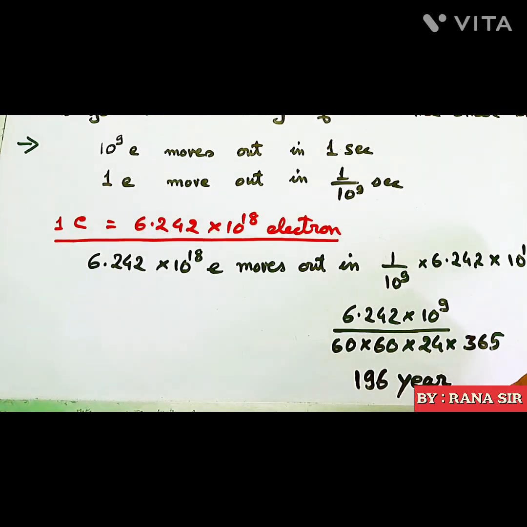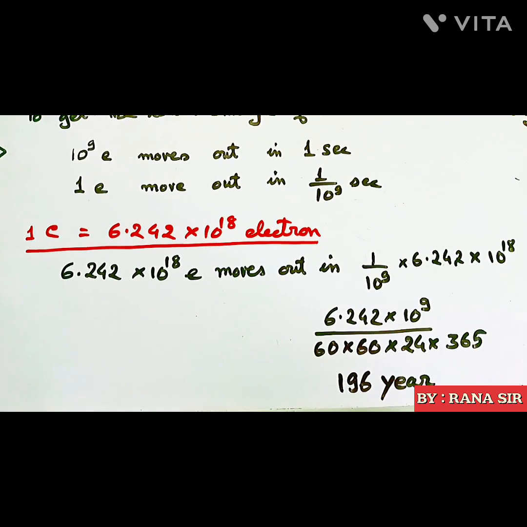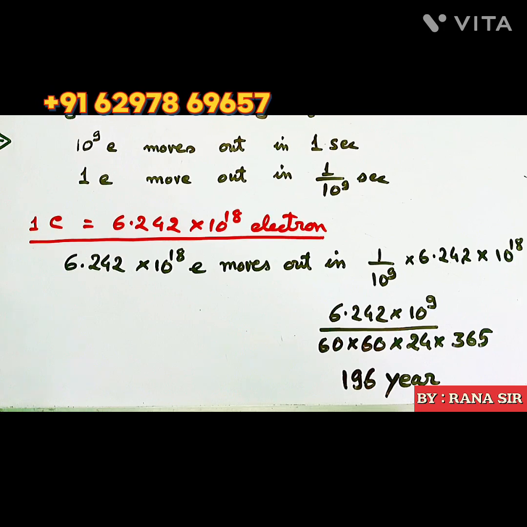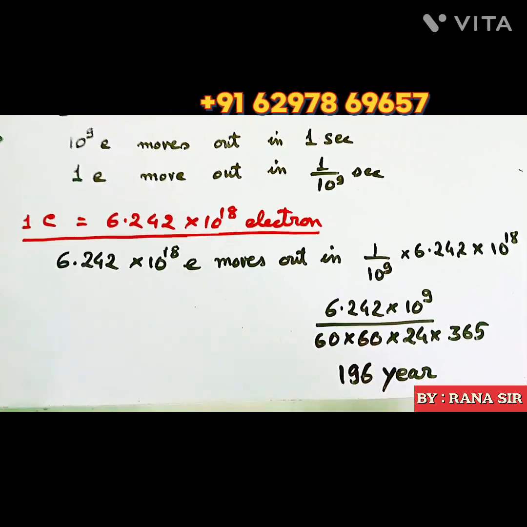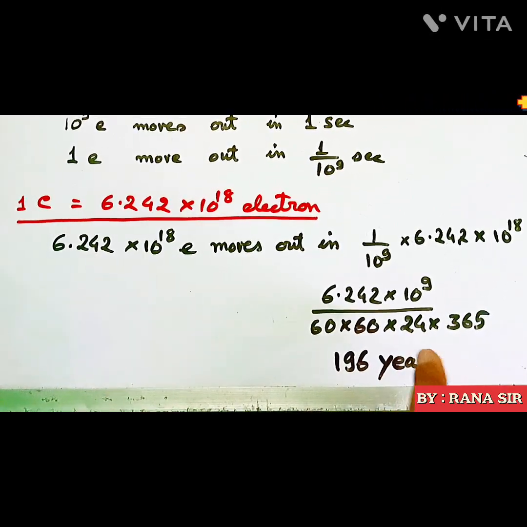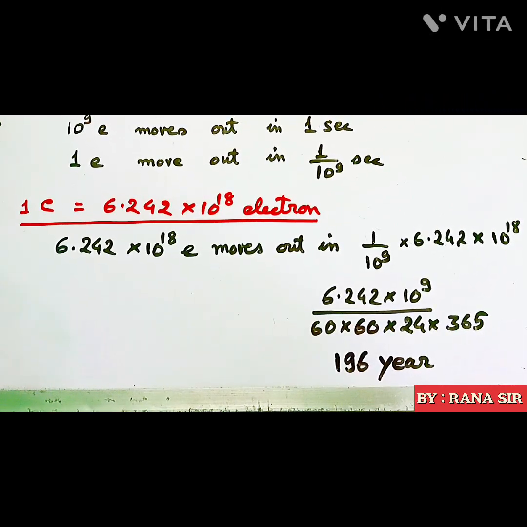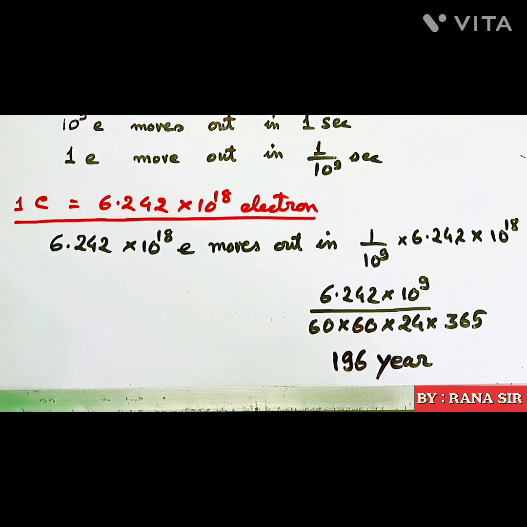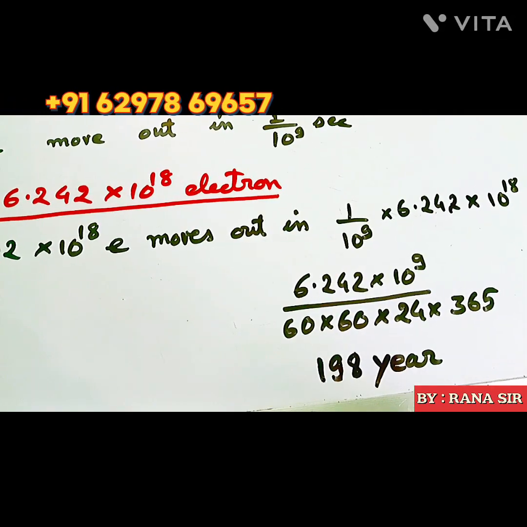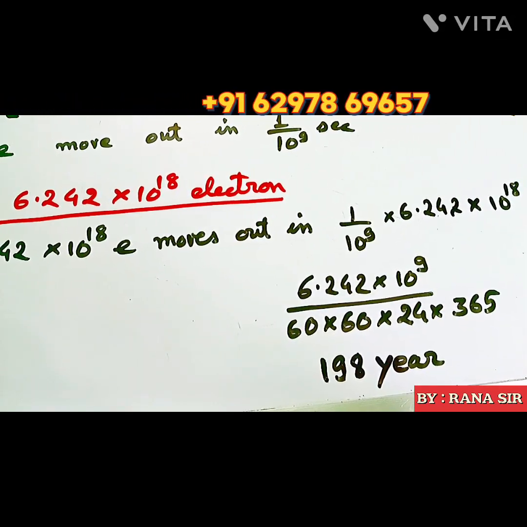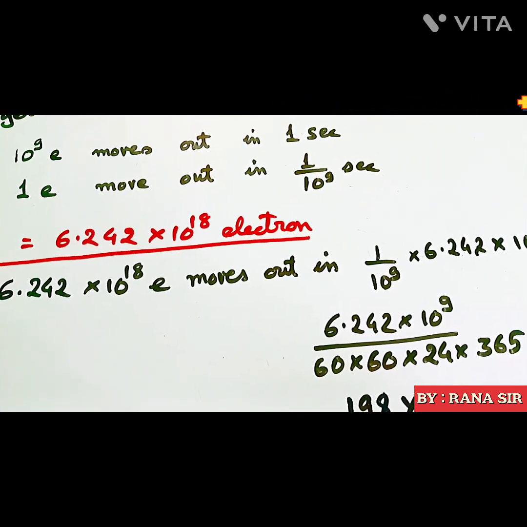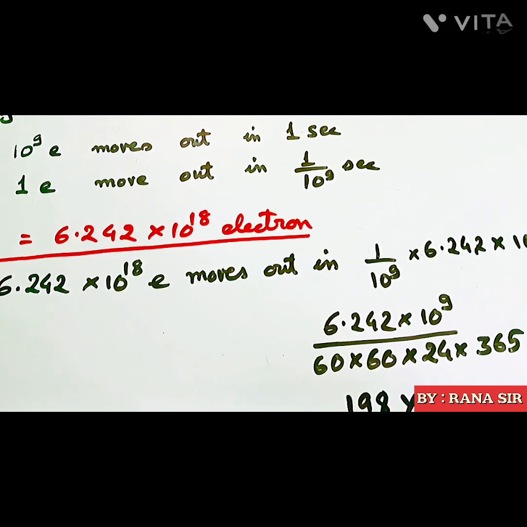So 10 to the power 18 divided by 10 to the power 9, what will be the result? 18 minus 9, that will be 9. So 6.242 into 10 to the power 9. And this will be in seconds, so I have to convert it to years. From second to minute, minute to hour, hour to day, and day to year. So 60 into 60 into 24 into 365. So the result will be 198. So 198 years. You can round up to 200 years. So in 200 years, 1 coulomb charge will be transferred from one body to another.